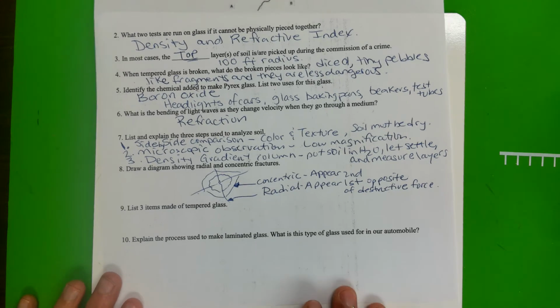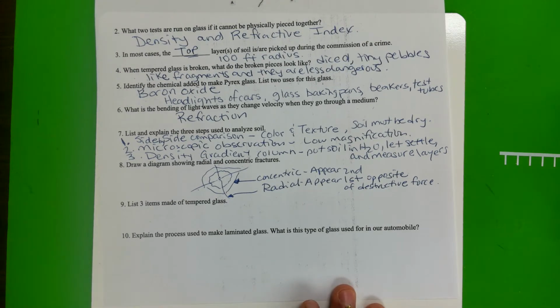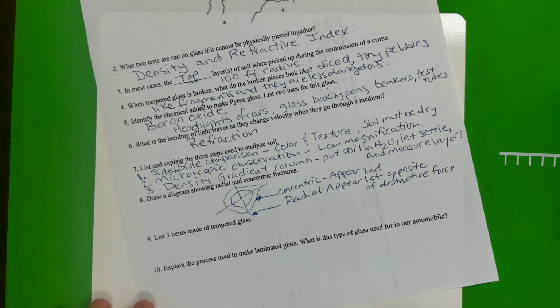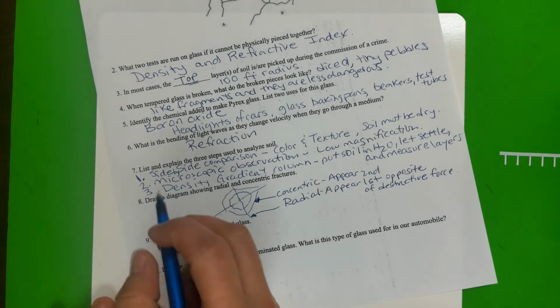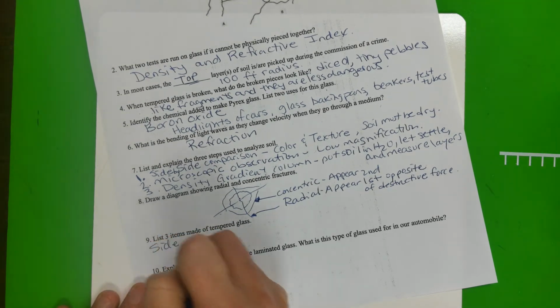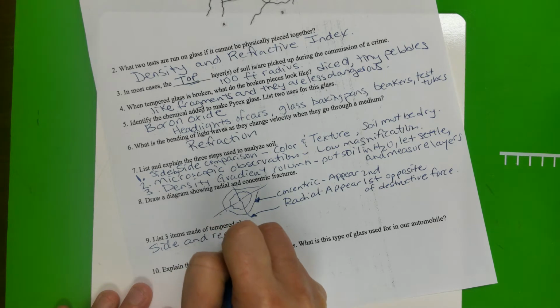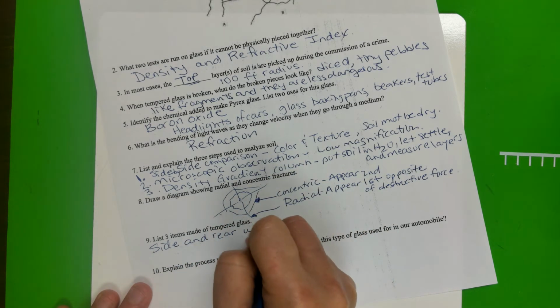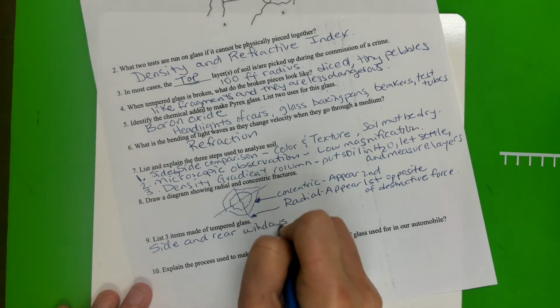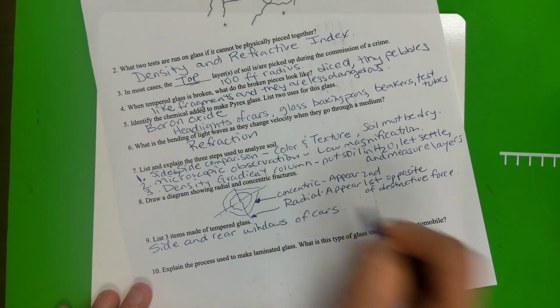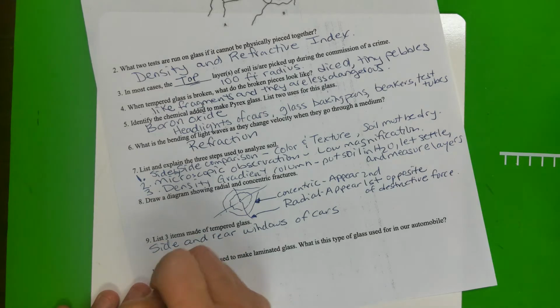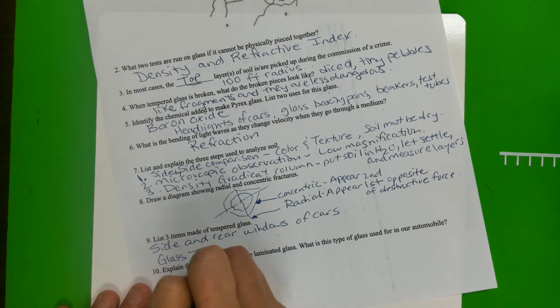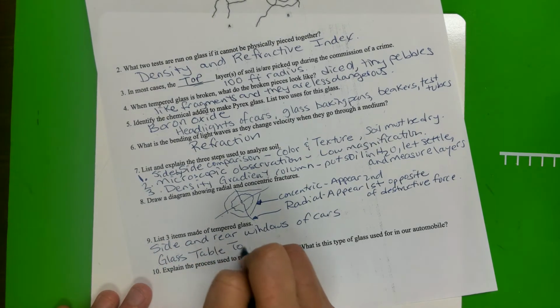Okay, so list three items made of tempered glass. Two of them are basically the side and also the rear windows of your car. Windows of cars, so those are two. And you also could see it in glass tabletops, I guess.